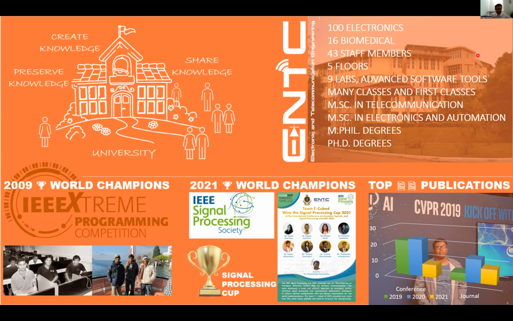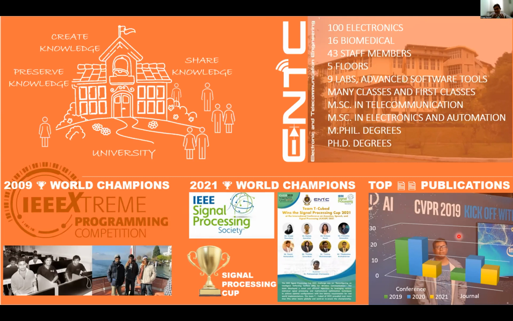Now, there have been many success stories. Starting from 2009, we won the IEEE Extreme Programming Competition, 700 teams from 40 countries. So you can see the people who won this one. And then quickly coming to years close by, in 2021, we won the World Championship in the IEEE Signal Processing Cup, and then the World Championship in this ICAs, and then we publish in topmost conferences in the world.